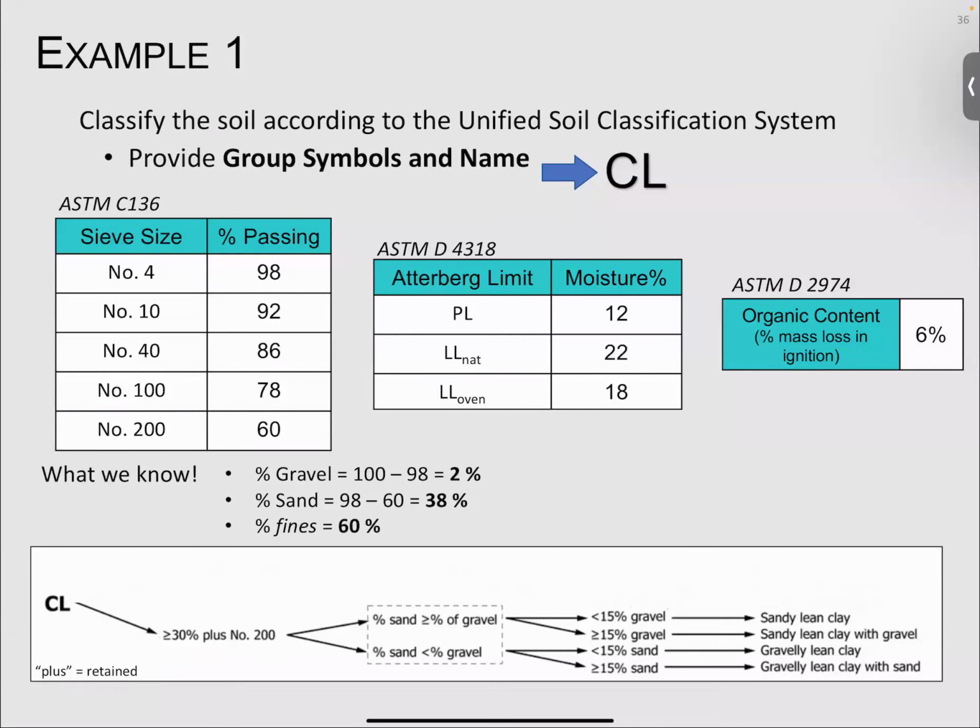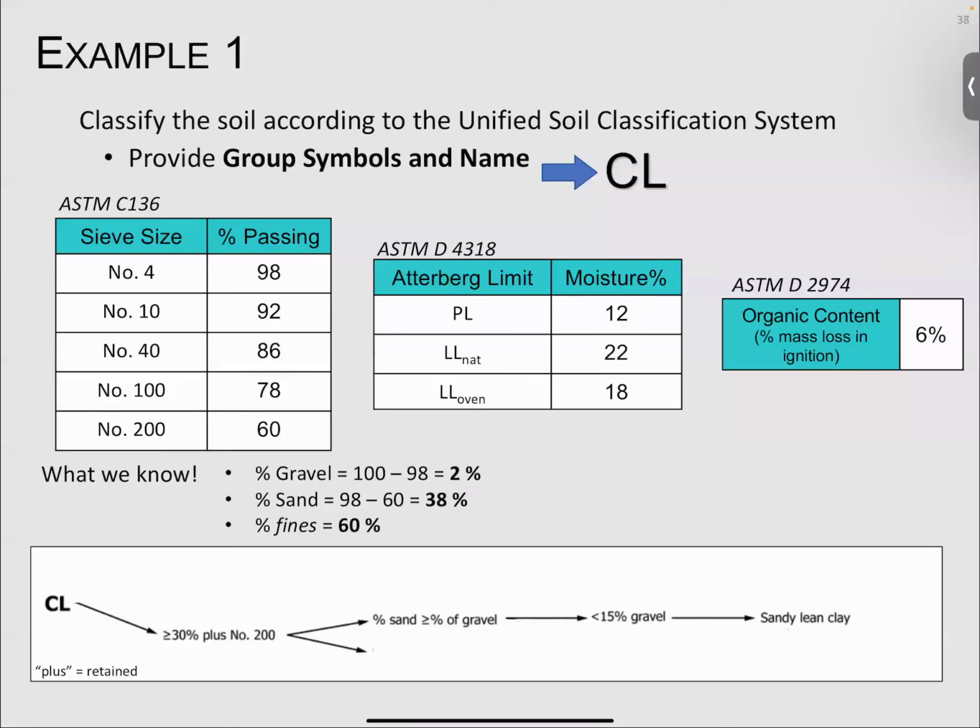Then we look at whether there is a greater percentage of sand or greater percentage of gravel. We only got 2% gravel, 38% sand, so we have a greater percentage of sand. Then we look at the gravel again as a double check: how much gravel are we talking about? Is it less than 15% or greater than 15%? As long as it's less than 15% gravel, which it is, since 2 is less than 15, then what we would have is sandy lean clay. That's what they would call that.